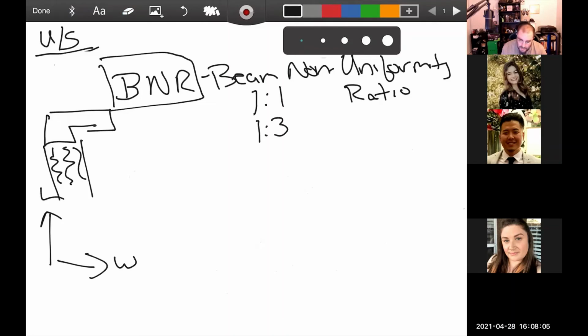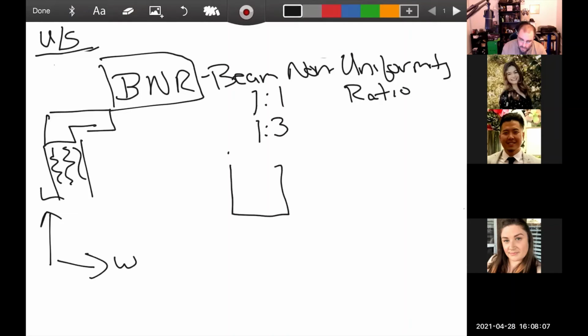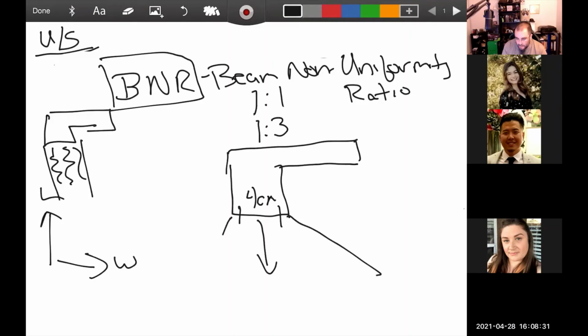So let's say this is my 5 centimeter sound head. You do not have to do the math, so don't freak out. I'm just going to do the math so it makes sense. I said that my ERA is 4 centimeters. If I have a 1-to-1 ratio, that means my beam stays in that 4 centimeter range. If I have a 1 to 3 ratio, that means it's going to cone out.